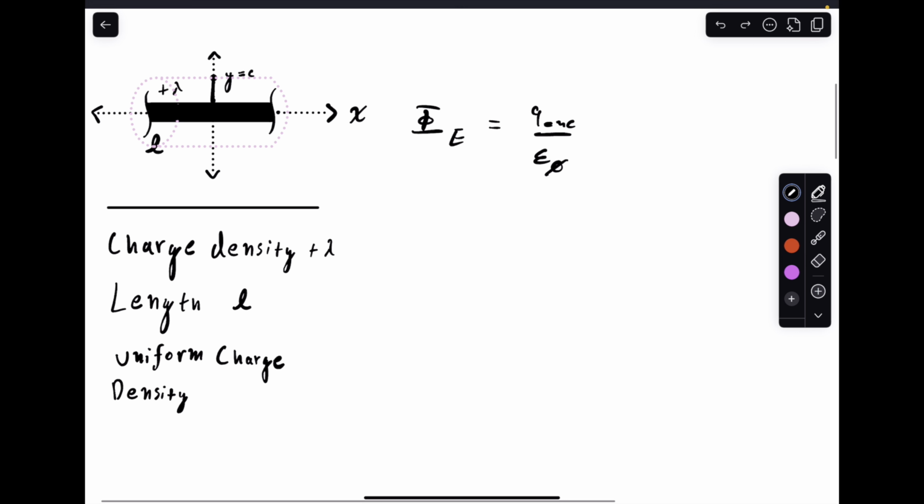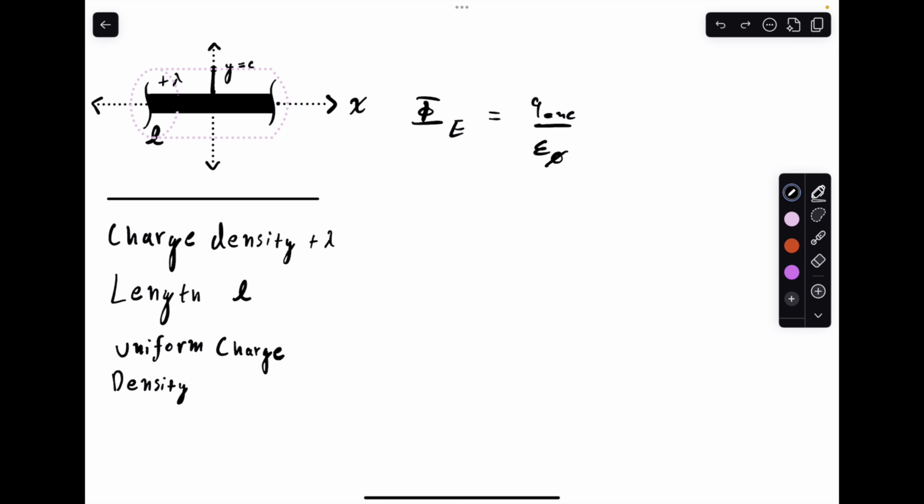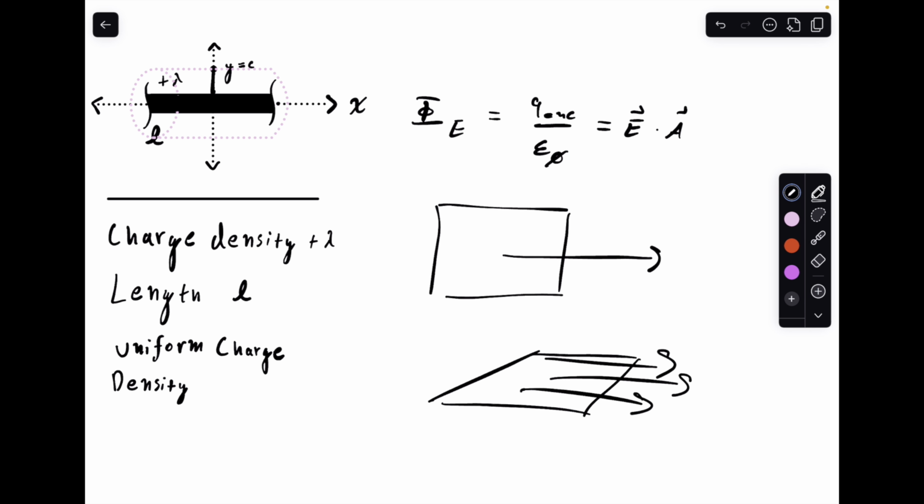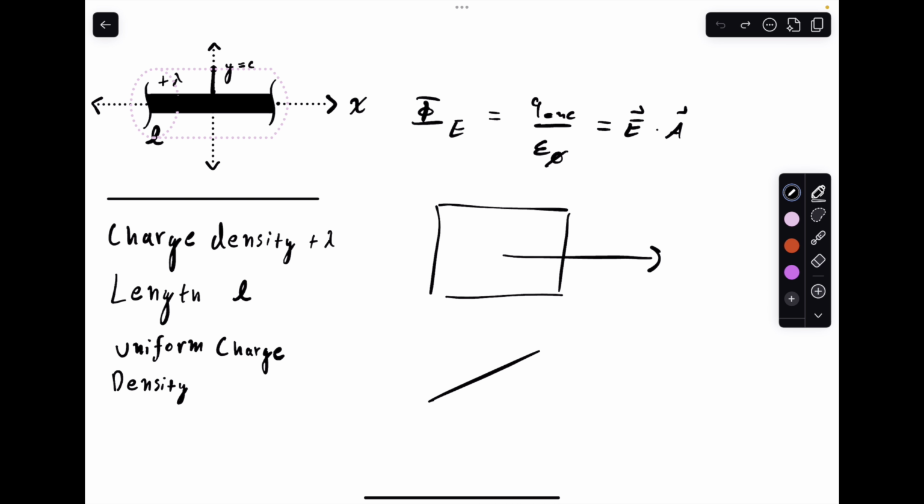Now, let's think. What else is electric flux, right? Electric flux is also electric field at a specific point, dot A. Now, if we had a two-dimensional surface, this would make sense, right? Just a regular flat square, or maybe even a parallelogram that has a tangible area. Let's say the electric field passes through it, right? And it has the same theta for all points at which it passes through.